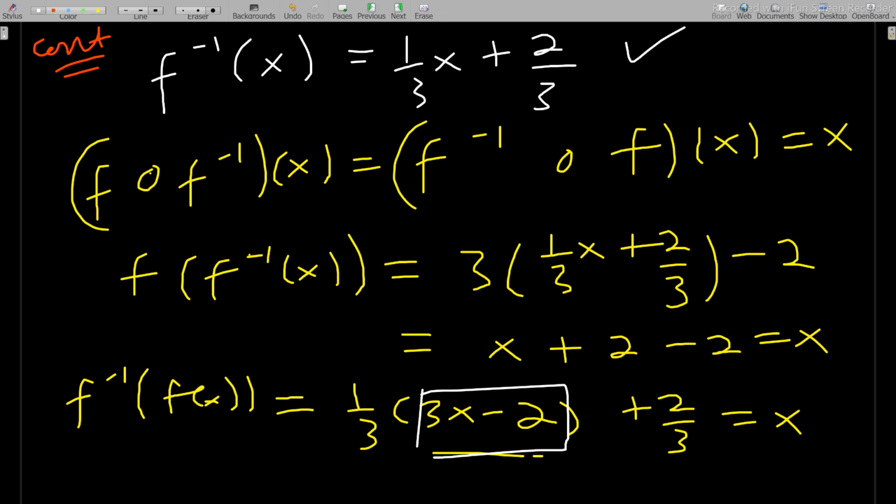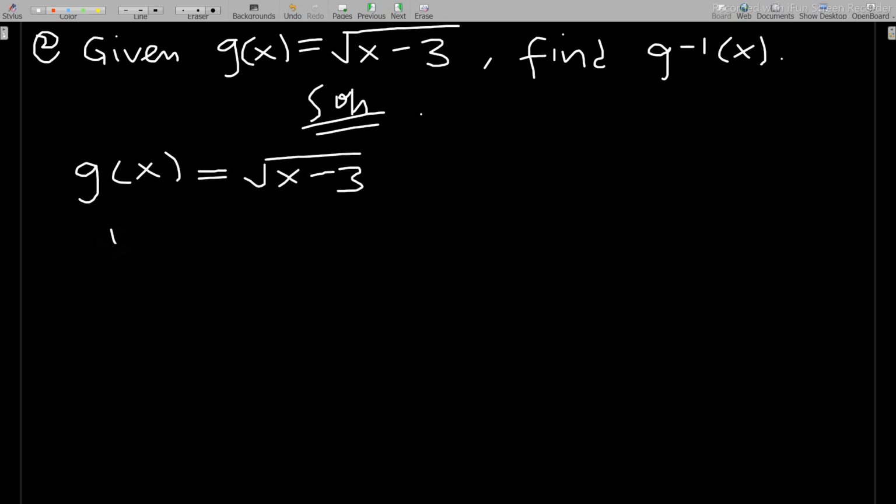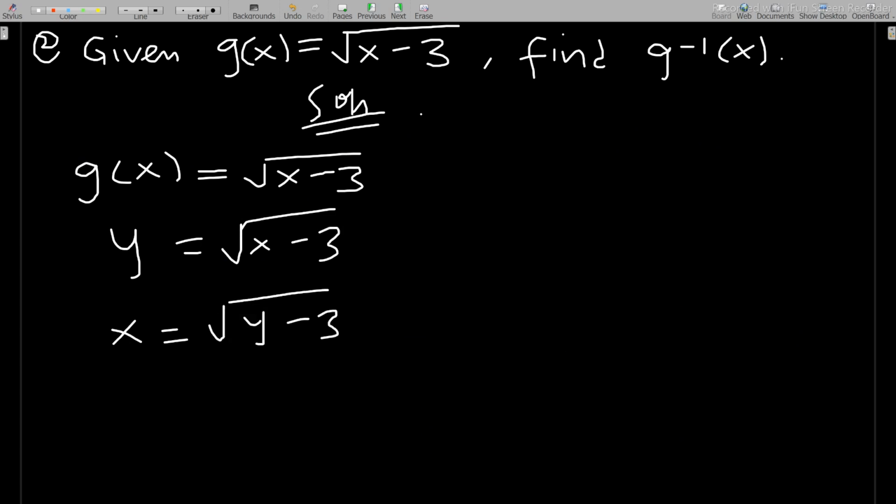So let's take other examples and go through it. Given g of x equals square root of x minus 3, find g inverse of x. Quickly, what we do is write g of x equals square root of x minus 3. Then you change g of x to y, then change y to x and x to y. Then make y the subject. So I can rearrange and write: square root of y minus 3 equals x.